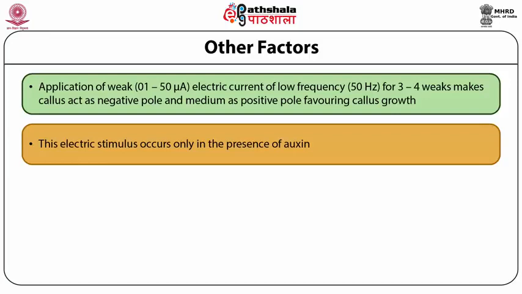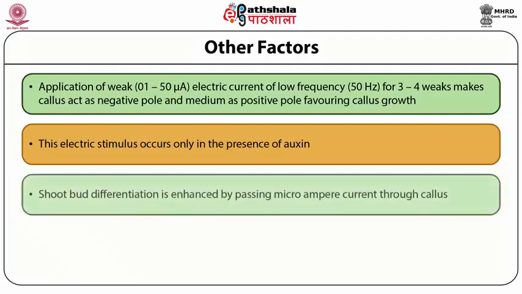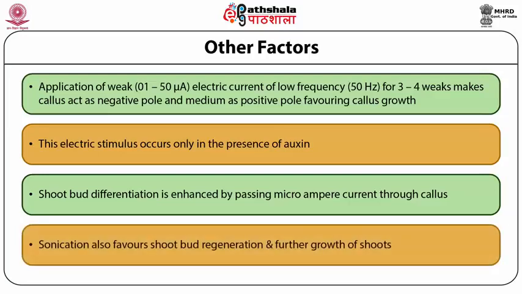The rate at which it modifies shoot bud formation can be as much as 300%. Just by passing a weak current of 1 to 50 microamperes is adequate. Further shoot growth is better compared to the growth of the shoots formed in the non-sonicated explants. And similarly, you can also get multiple shoot formation if you have done sonication.